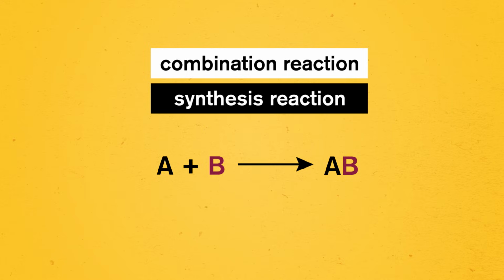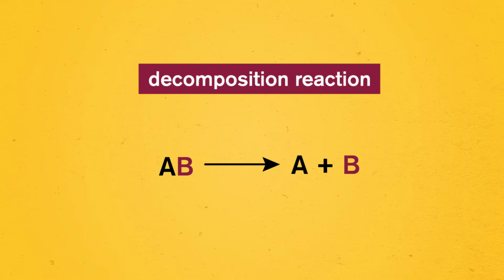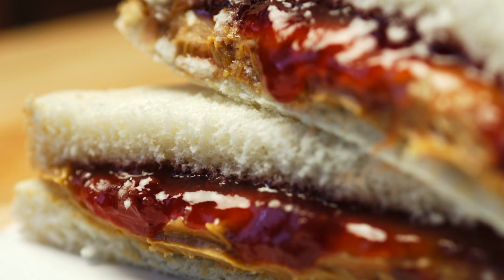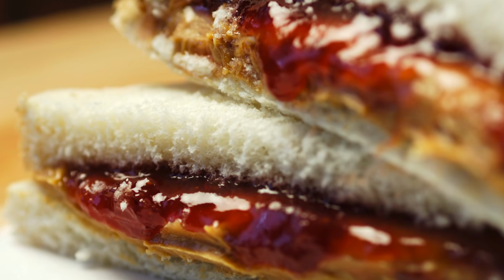If we take this layout and reverse it, we get a decomposition reaction, the separation of a combined substance into multiple products. It has the overall structure of AB becomes A plus B. Decomposition reactions often require a lot more energy than a synthesis reaction, just like how it's harder to unmake a peanut butter and jelly sandwich once you've made it. Taking things apart can be messy.